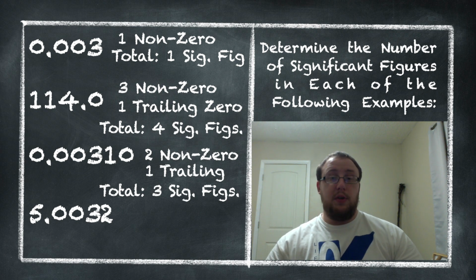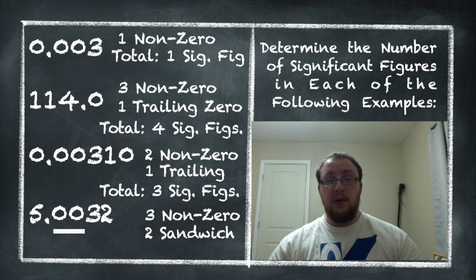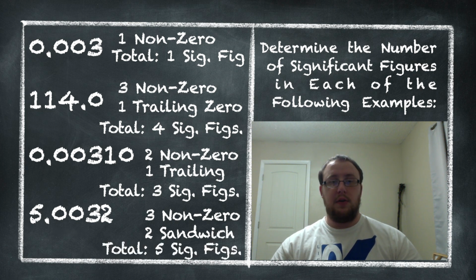Our last example is 5.0032. In this number, we have 3 non-zero digits and 2 zeros sandwiched between 2 non-zeros, giving us a total of 5 significant figures in this number.